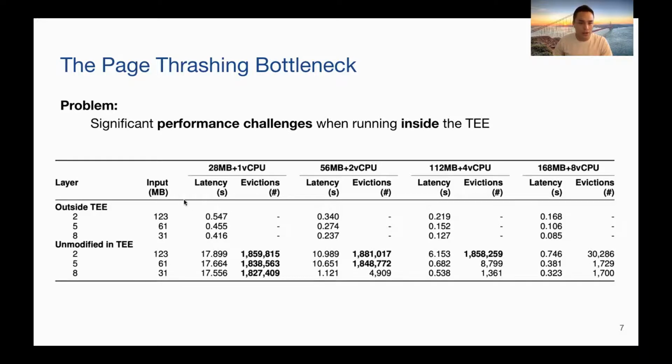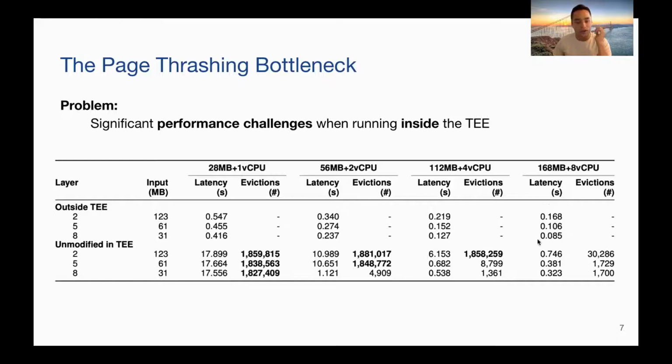We can also compare these inefficiencies with the size of the input, here 128, 61, and 31, compared with the TE memory. And we can observe that we don't have this page thrashing bottleneck occurring when we have enough memory to fit the layers in secure memory.